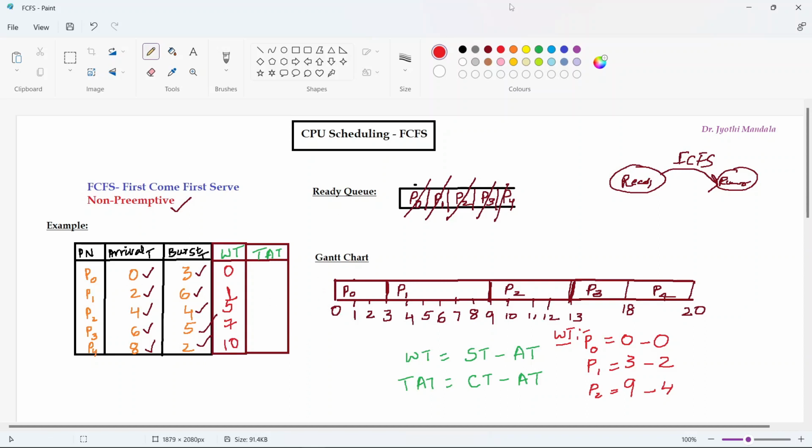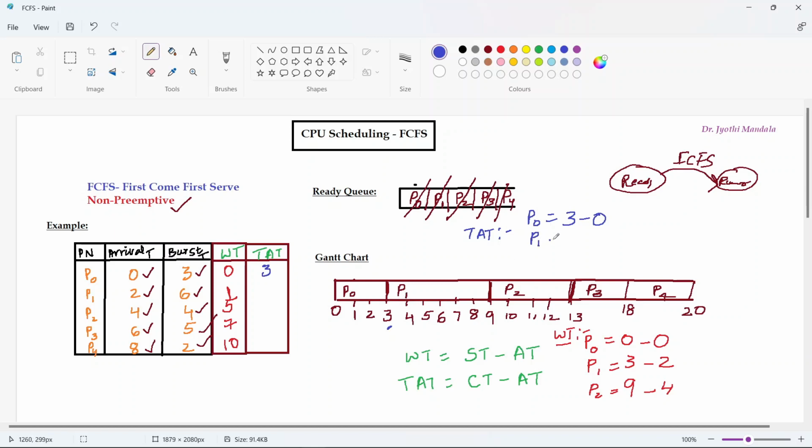Now let us see turnaround time. What is the formula? For P0, what is the turnaround time? You should see the completion time. What is the completion time for P0? 3 seconds. So 3 minus arrival time 0 is 3. Are you all understanding?